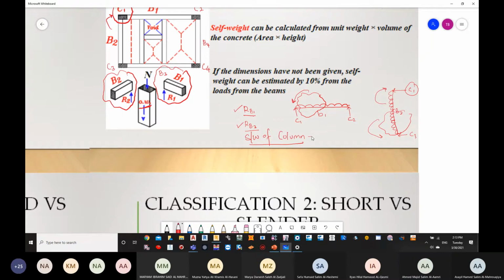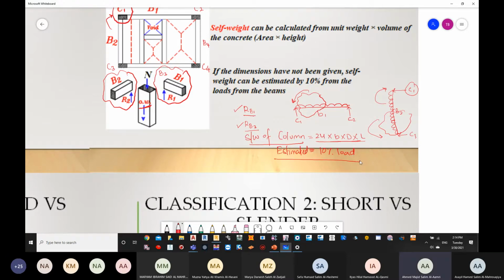which is given as, what did we say regarding the self weight of the column? How is it going to be calculated? We said it is going to be 24 into B into depth into height of the column, or L. Okay. So if the dimensions are given, you will go and calculate it based on this equation. If the dimensions are not given yet, you need to estimate the column as 10% of the load.